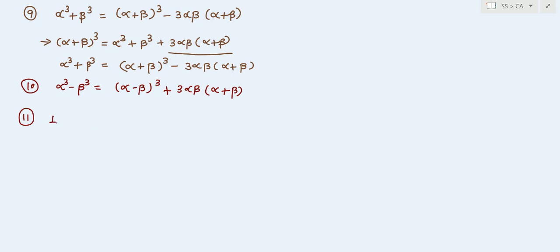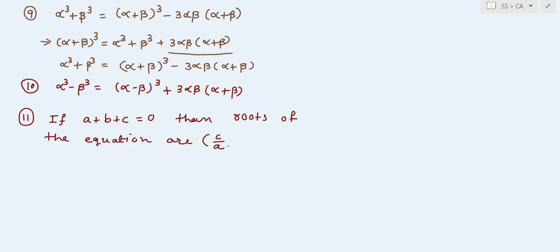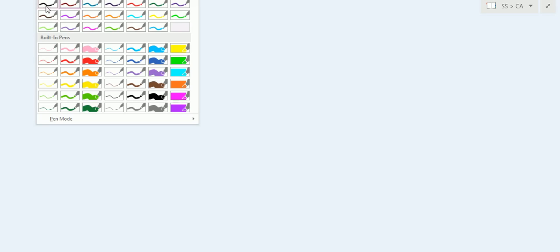If, remember this note, if a plus b plus c equal to 0, then roots of the equation are c upon a, 1. બરાબર, પછી આપણે સોલ્વ કરવાની જરૂર નથી, આ રીતના ક્વેશ્ચન આપેલો હોય તો. નેક્સ્ટ નંબર, એન્ડ લાસ્ટ, નેક્સ્ટ એન્ડ લાસ્ટ પોઈન્ટ. આનો પણ આપણે લગભગ યુઝ નથી આવતો, પણ હું તમને આ મસ્ત એક એડિશનલ કરાવી દઉં છું. નેક્સ્ટ નંબર આપણે કેવો પહોંચ્યા? 12 નંબર.